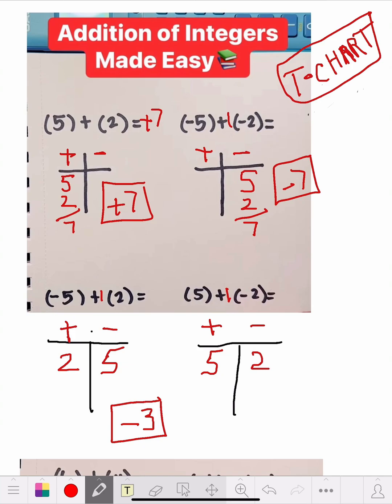Okay, now what team won? Well, the positive team won. I can see that, so I can write the positive sign. And how much did they win by? They won by 3. The difference between the 2 is 3. And that's the answer. Okay? That's all there was to it.